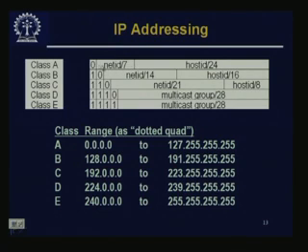So, you can have at most 127 or 126 networks as a class A, because you only have 7 bits to represent it. And in each of these networks, the host ID has 24 bits for specifying the address of the host in that network. So, for 24 bits you have 2 to the power 24, which is about 16 million.